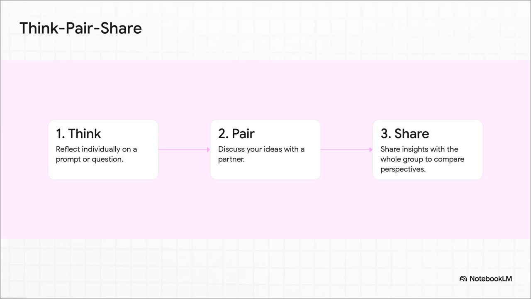And here's how easy it is. Step 1, you just pose a question and give everyone a minute to think about it on their own. Step 2, they pair up with the person next to them to talk about their ideas. This is super low stakes, which is great for anyone who's a little nervous to speak up. And then finally, step 3, you ask a few pairs to share their best ideas with the whole group. Boom! In just a couple of minutes, you've gone from a silent room to one that's just buzzing with ideas.